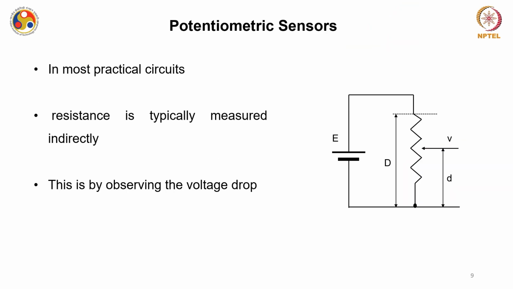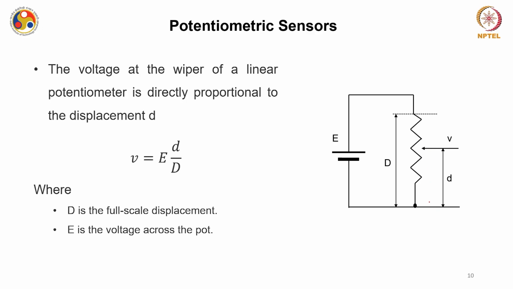the resistance. Okay. In most practical circuits, this resistance is typically measured not directly, but indirectly. Okay. And this indirect measurement is basically by observing the voltage drop across the wiper or the probe. Okay. So the voltage at the wiper of a linear potentiometer is directly proportional to the displacement d. So this is the displacement.